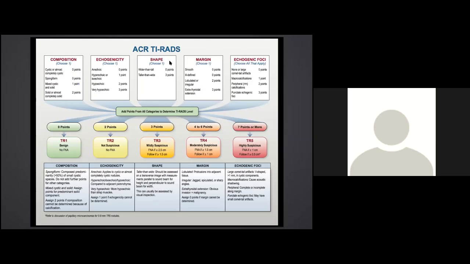And then the thyroid 5, these are 7 points or more. These are highly suspicious. You certainly sample them if they're more than 1 centimeter. If they're less than 1 centimeter, then you can follow them depending upon how suspicious it looks. So this is how the thyroid scoring is.